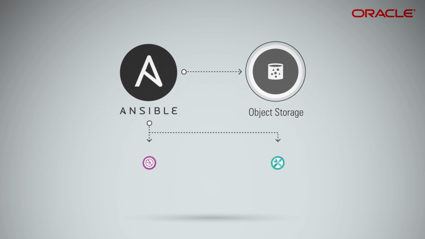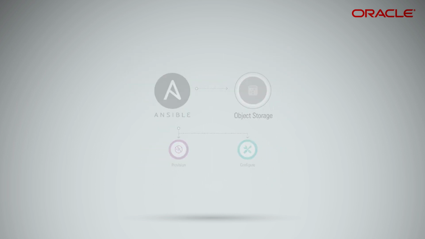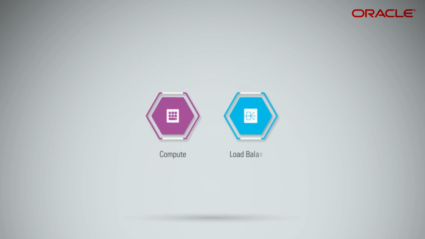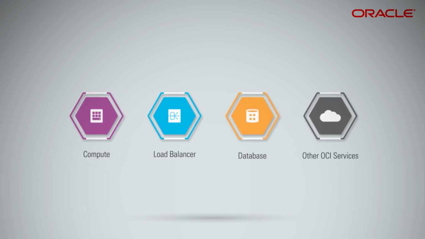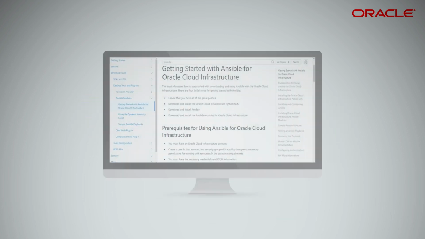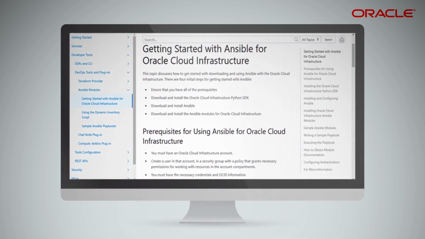There's a lot more you can do with OCI Ansible modules. They help you to automate the provisioning and configuring of various Oracle Cloud Infrastructure services and resources, such as compute, load balancer, database, and other Oracle Cloud Infrastructure services. Refer to the Oracle documentation for Ansible for more information.